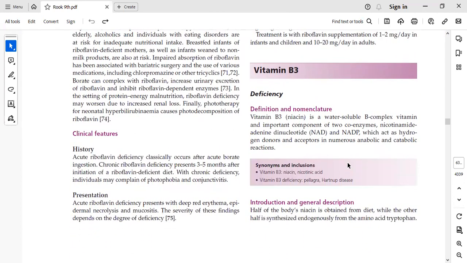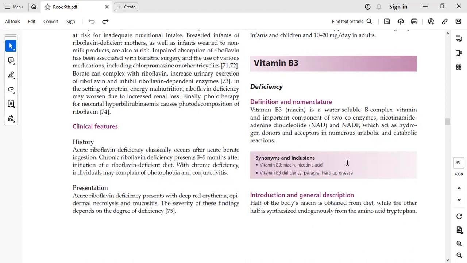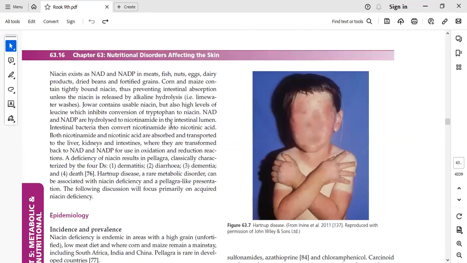Moving on to the next vitamin, vitamin B3, also known as niacin. It's also a water-soluble vitamin, and it's an important cofactor for NAD and NADP. NAD and NADP are involved in various metabolic processes in the body. There are two sources of vitamin B3. Half the source is from endogenous synthesis, or the gut flora that we have, and half is achieved through the dietary sources. The richest sources include the meat, fish, and the dairy products, among others that have been mentioned over here.